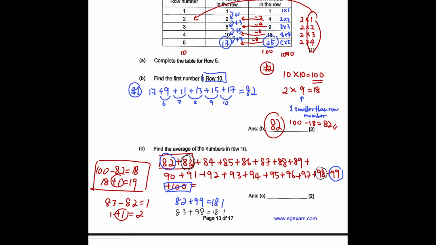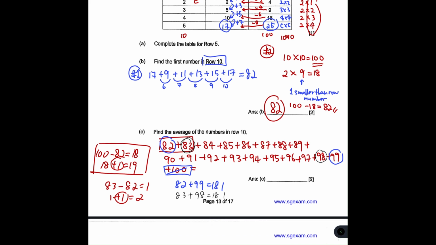So how many pairs are there? Remember there were 19 numbers. I minus away one number because I don't want to count 100. If we include 100, there will be 19 numbers, it's odd. I can't form pairs. So there are 18 numbers. 18 divided by 2, I get 9 pairs.